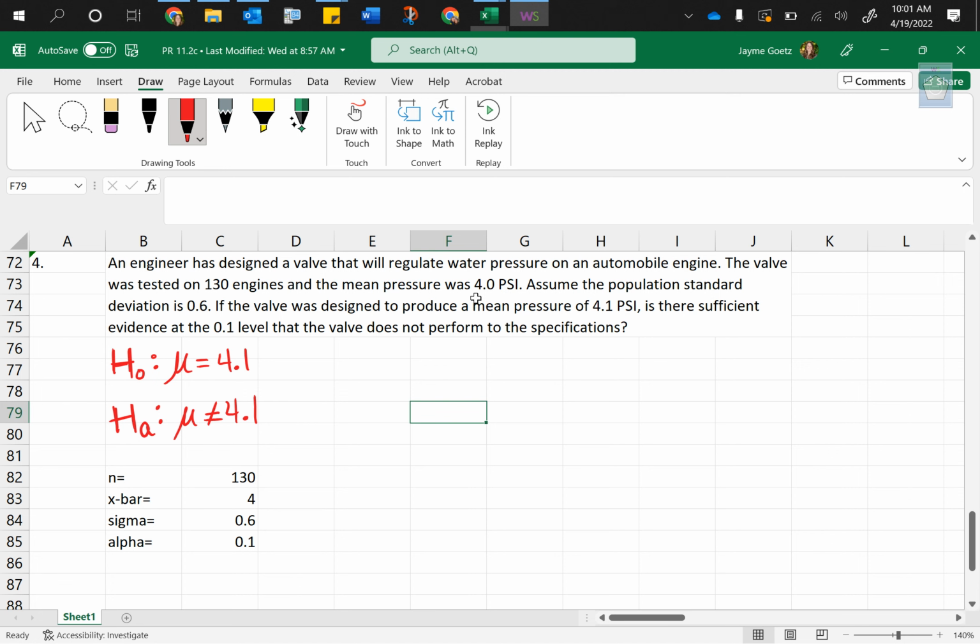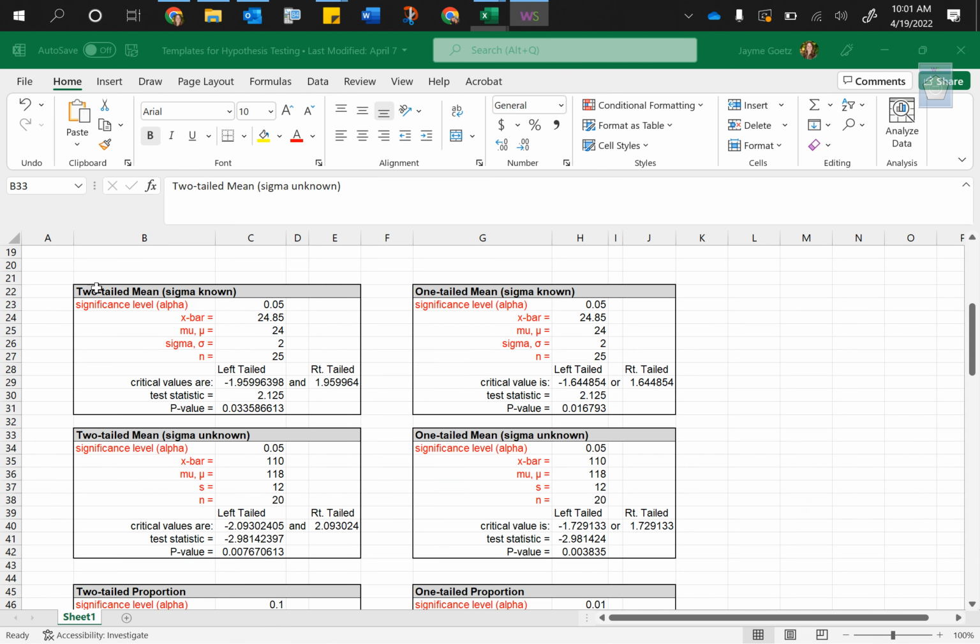Now, I got my number of samples to be 130. My X bar is 4. Sigma is 0.6 because they said assume the population standard deviation is known. And then at the 0.1 level, so that's my alpha. So we said two-tailed mean, and is sigma known or sigma unknown? Sigma is known. So two-tailed mean, sigma known.